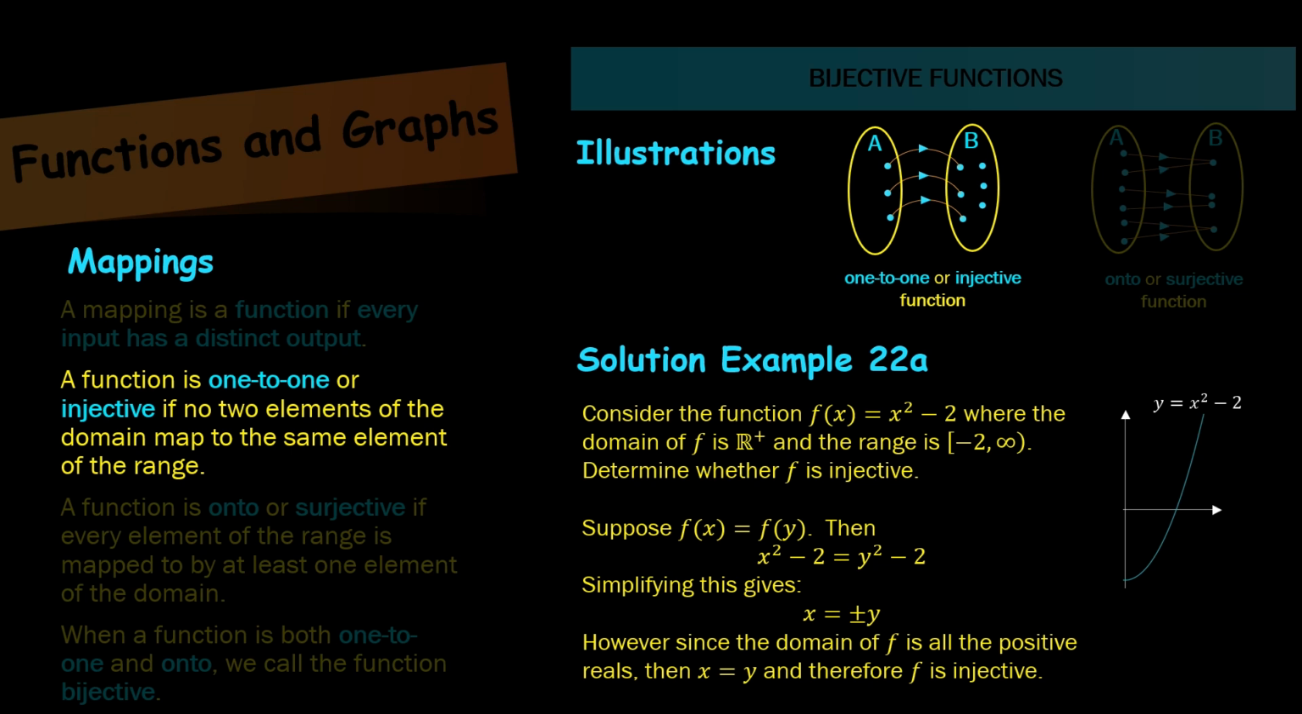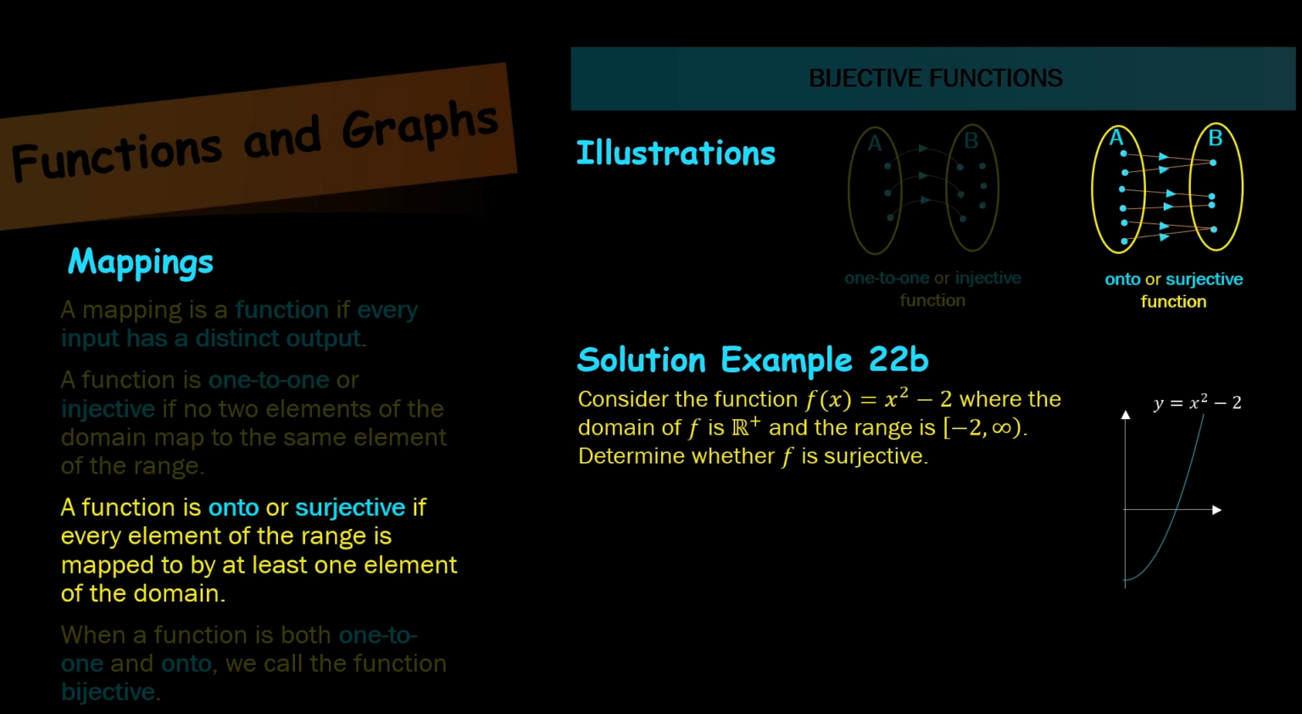And now for part B. We are required to determine for the same function whether f is surjective. Suppose that y is in the range minus 2 to infinity. Then we need to find an x in the domain R plus, or the positive reals, such that y equals x squared minus 2.